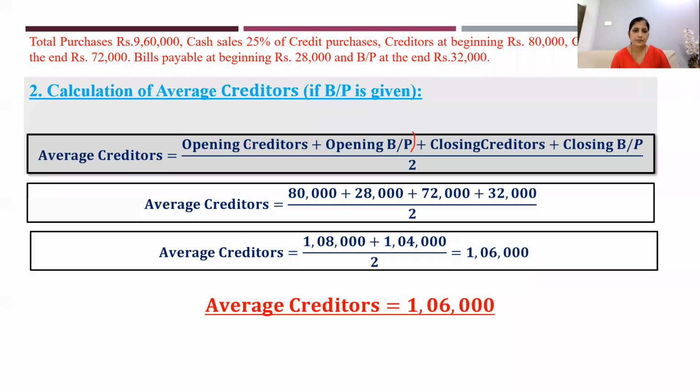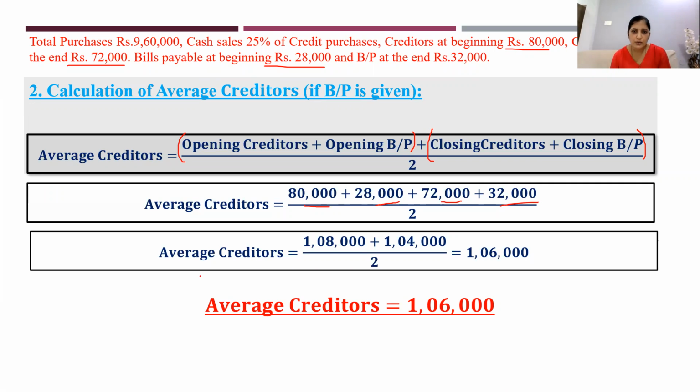Okay, you please start doing it. I won't give you time later. Do it now only. Now you see average creditors. What is opening creditors? Here I know creditors at the beginning is 80,000. I have taken 80,000. Bills payable at the beginning is 28,000. And creditors at the end are 72,000. Bills payable at the end is 32,000. I have taken this as 32,000.